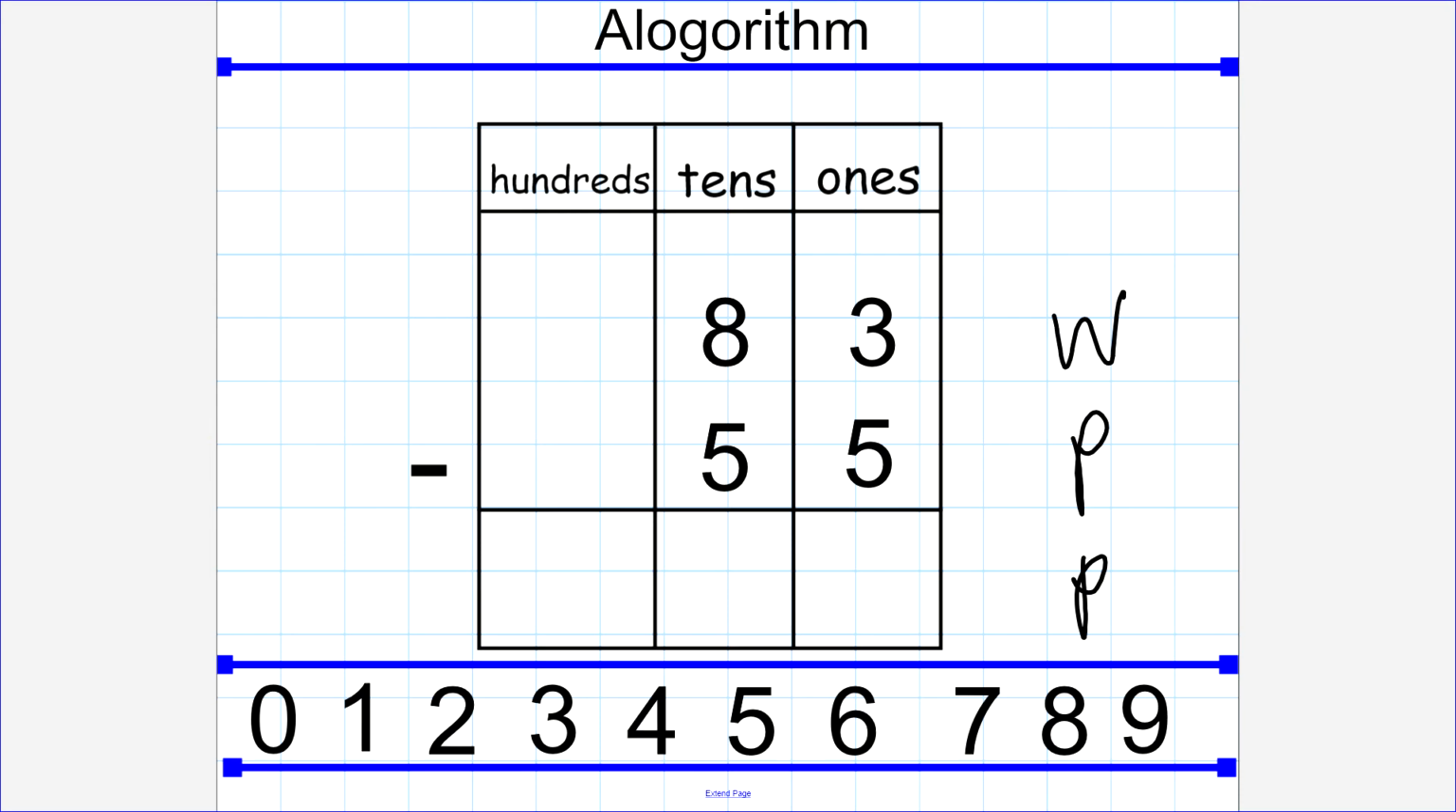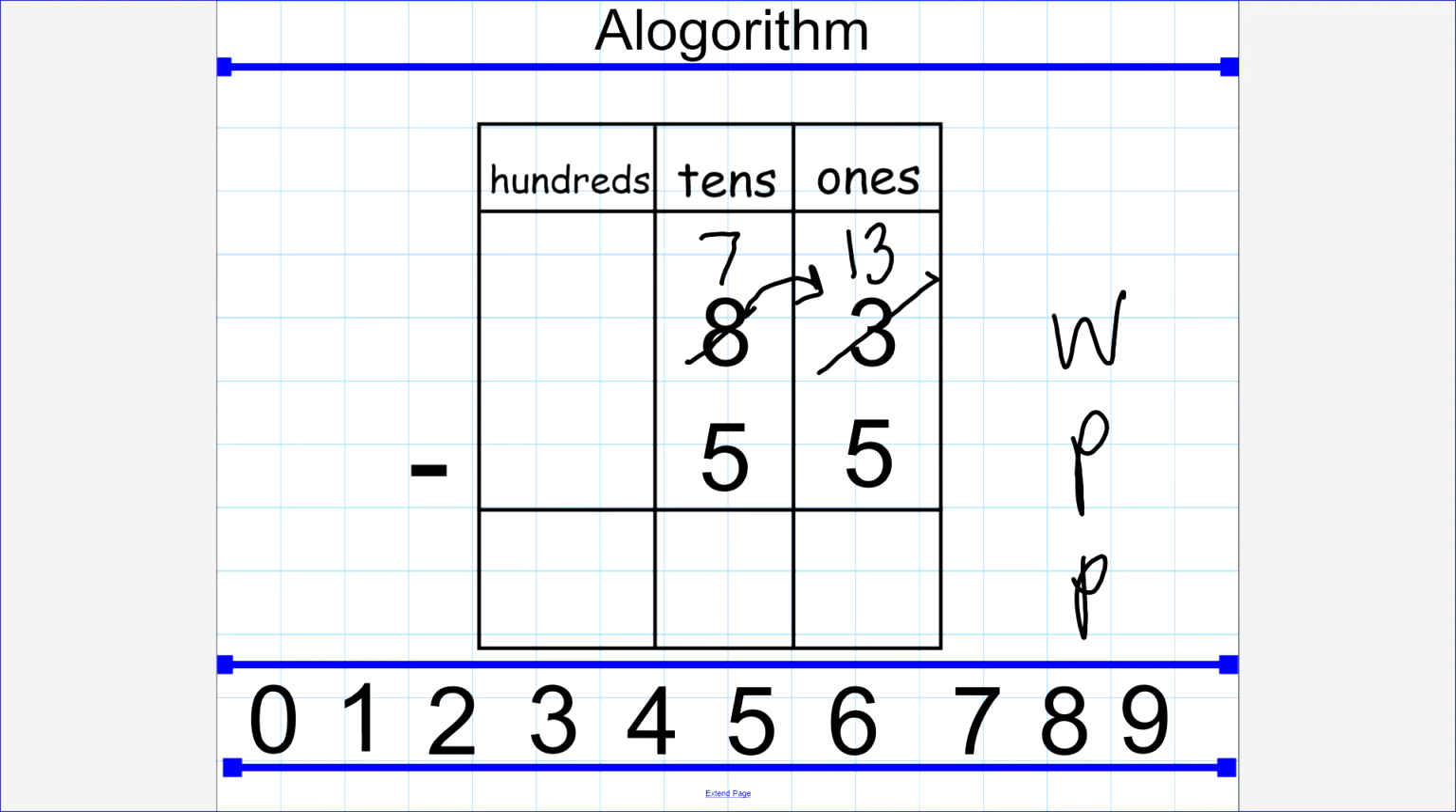I'm going to have to regroup one of the tens. I'll take one of the tens and I'll have 7 tens left, and I'll regroup that 1 ten to the ones place. I know that 1 ten is the same as 10 ones. So 3 ones plus 10 more ones now equals 13 ones. Now I have 13 as the whole in my ones place and 5 as a part. I can certainly subtract now.